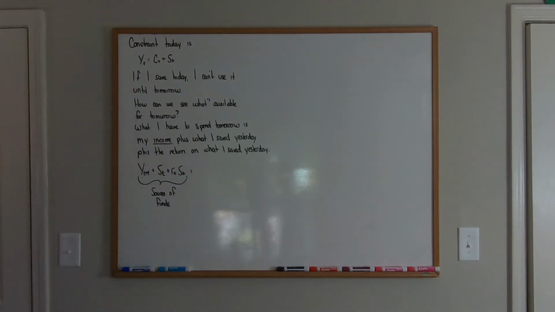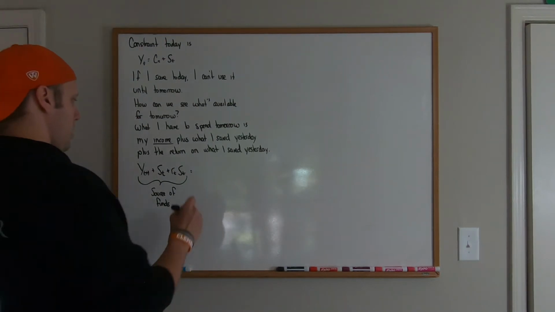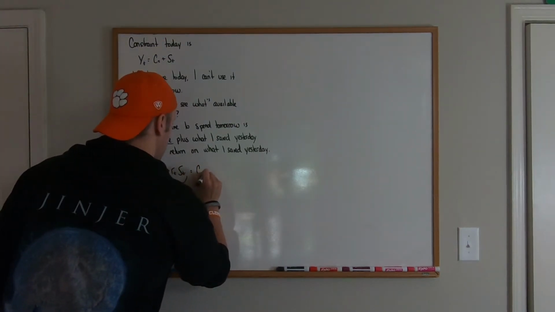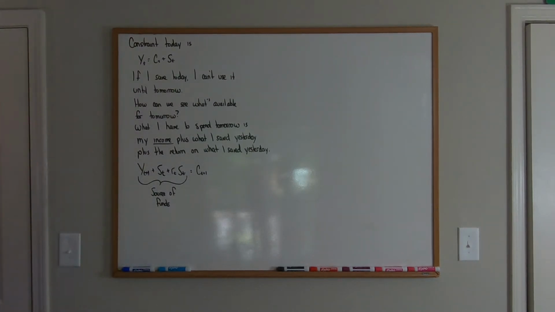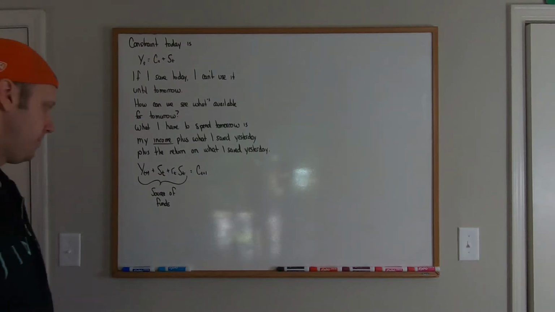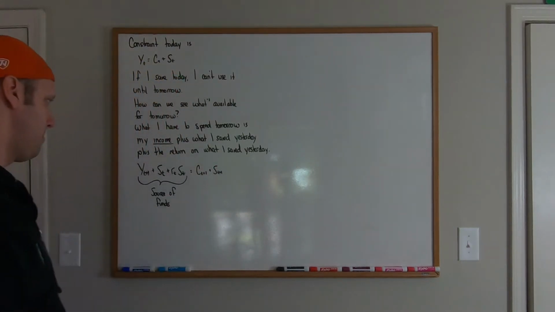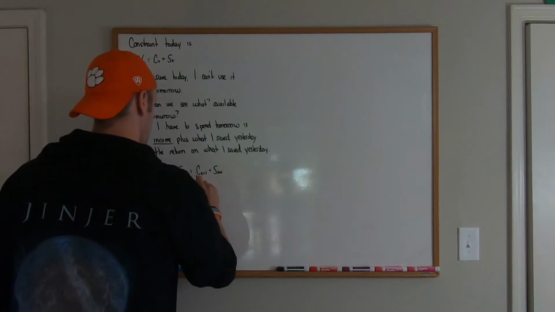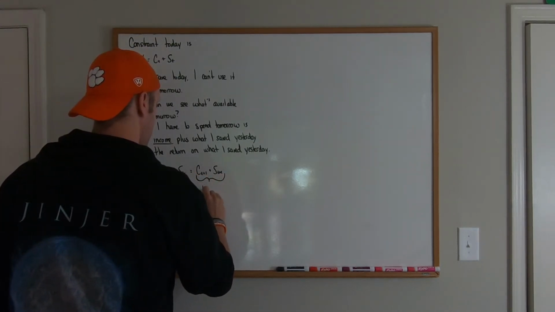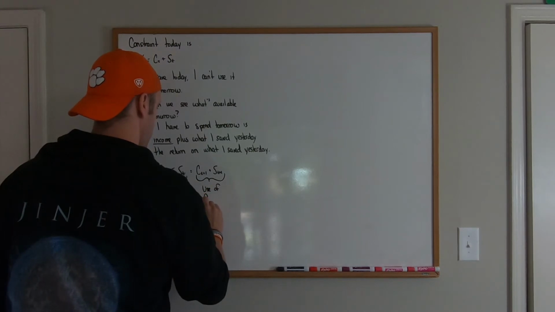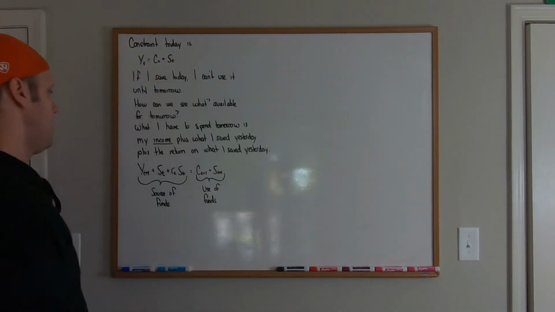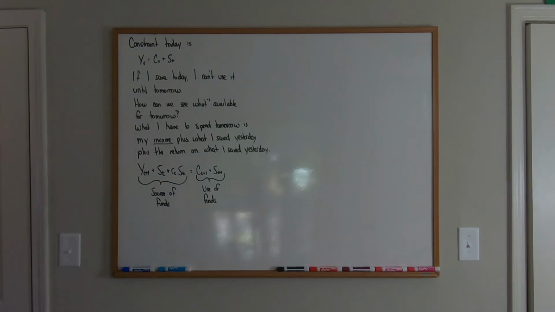Let's look at our use of funds. Well, what's my use of funds going to be tomorrow? Well, I can consume stuff tomorrow, C_t+1, right? Consumption 1 day after the initial period, which was just t. So t+1 means consumption tomorrow. And I can save S_t+1. This is my use of funds. So source of funds still equals use of funds.